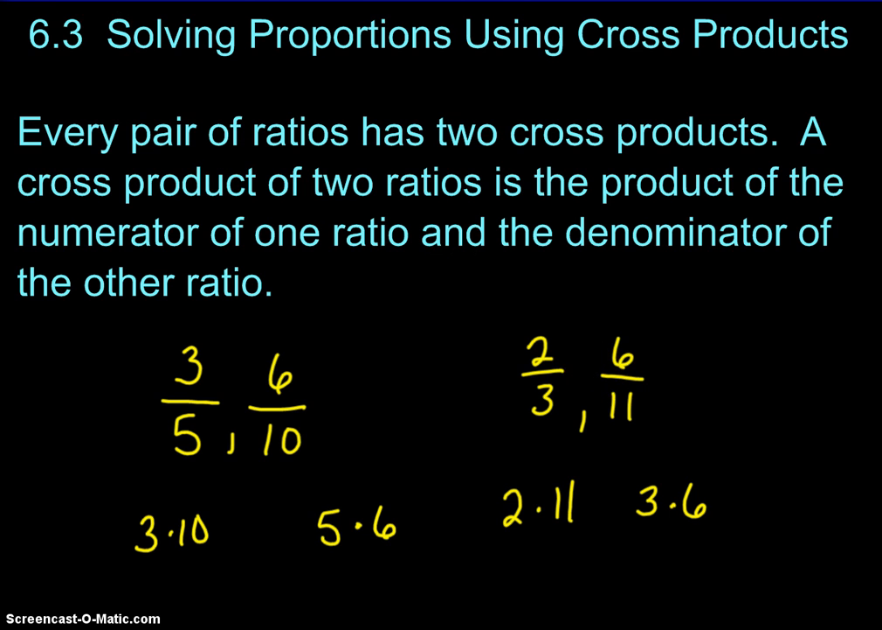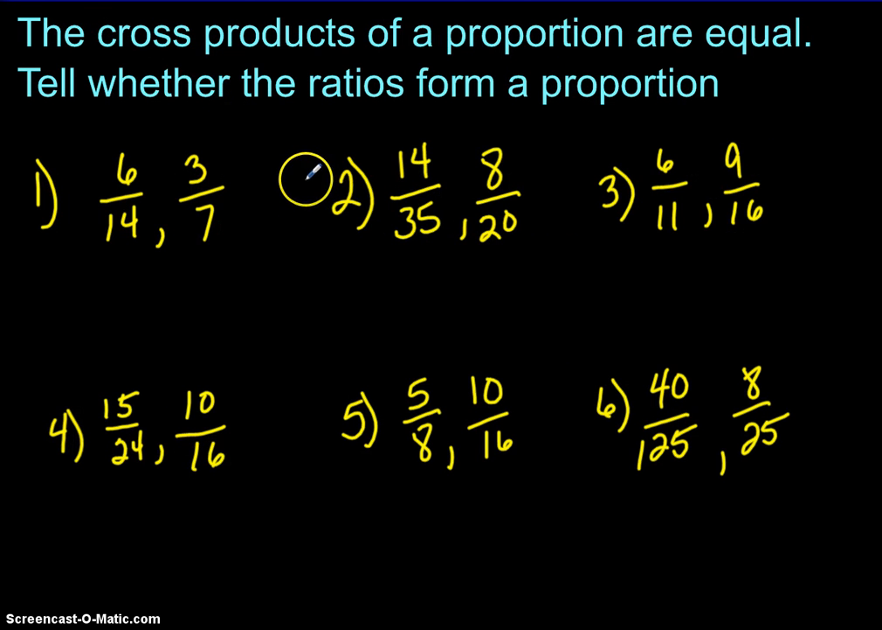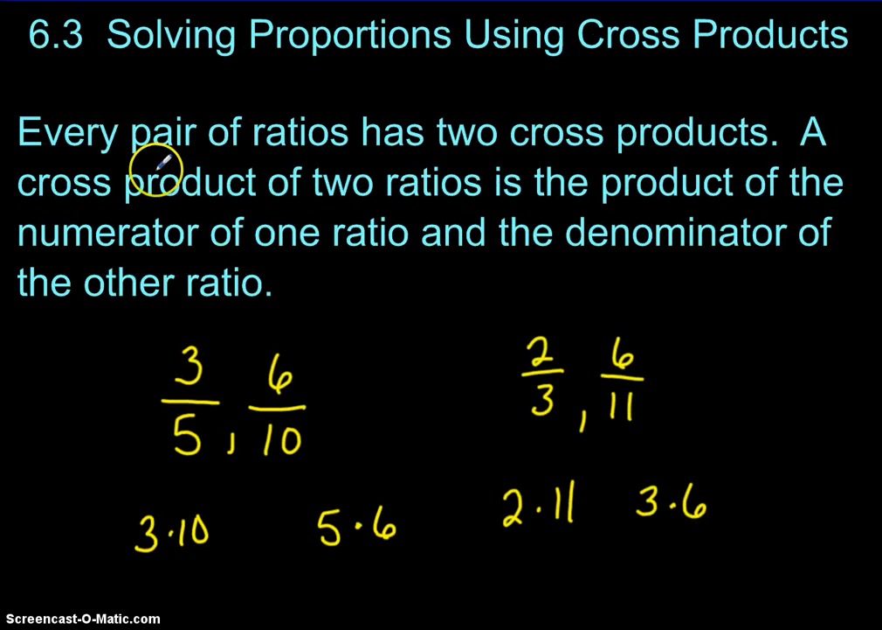And there's something about cross products that we're going to use to solve proportions. Now, what we need to know today is that the cross products of a proportion are equal. And if we look back at what we just did, if these are equal, then it's a proportion. So if we multiply 3 times 10, we get 30. 5 times 6 is 30. So this actually forms a proportion, meaning I can put an equal sign between them because the fractions are equal.